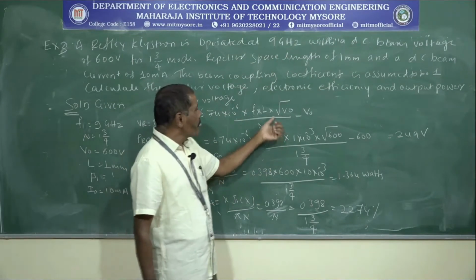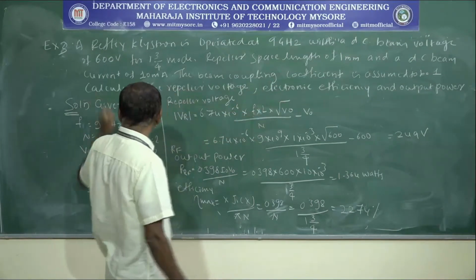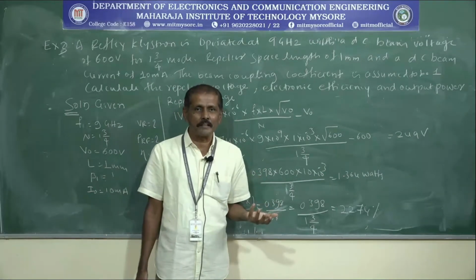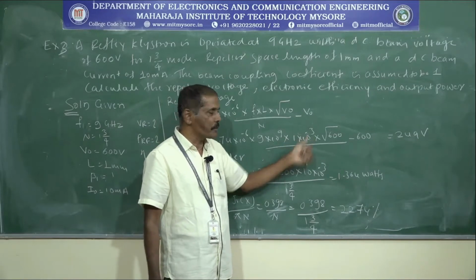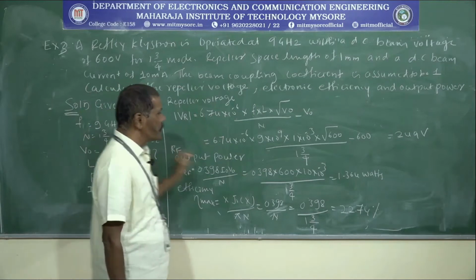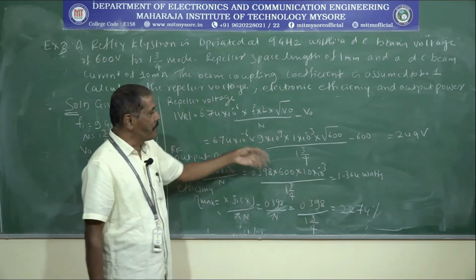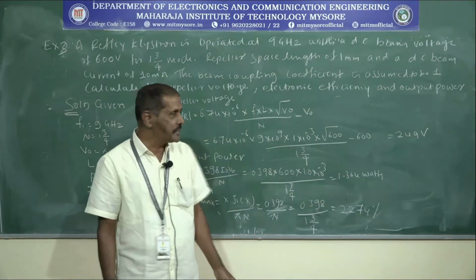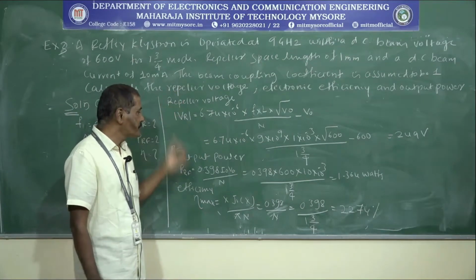Then L is there. In the given problem, L is given as 1 mm, but this 1 mm you have to convert into meters. So I am converting this 1 mm into meters, 1 into 10 to the power of minus 3, into root of 600. 600 is the V0 given, divided by 1 into 3 by 4. If you simplify this, I am going to get the voltage as 249 volts. So this is the repeller voltage that has been asked in the given problem.